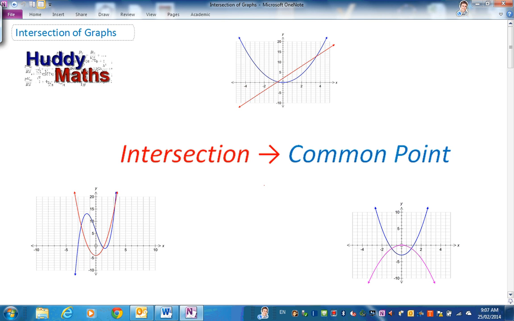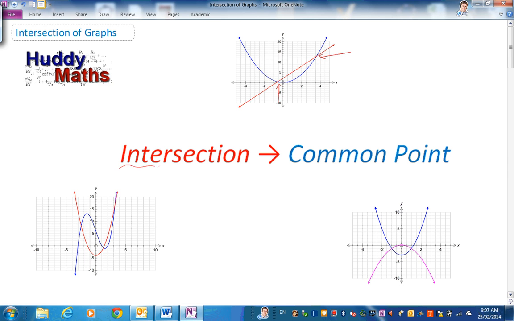Welcome to Intersection of Graphs. We've been drawing lots of graphs, quadratics and straight lines and stuff. I wonder if you ever thought, well, how would you actually, without technology, calculate the x and y coordinates of these points of intersection? What about the math behind that?